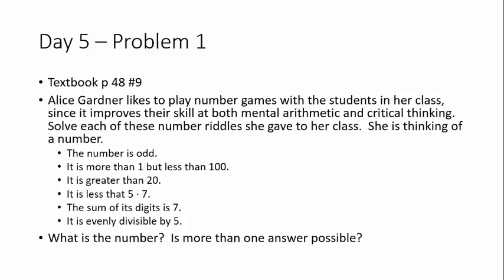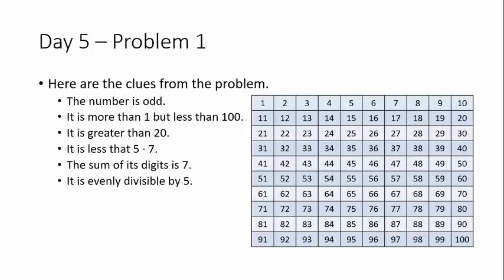So we have a number of clues here, and we want to try to use all of those clues to determine what the solution is to this problem. The second statement in the clues helps us a little bit. It is more than 1 but less than 100. Because of that clue, we will start with a chart listing all of the integers from 1 to 100. I've kept the clues here so that we can refer to them as we continue to work through the problem.